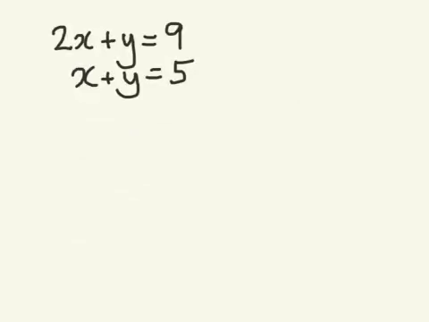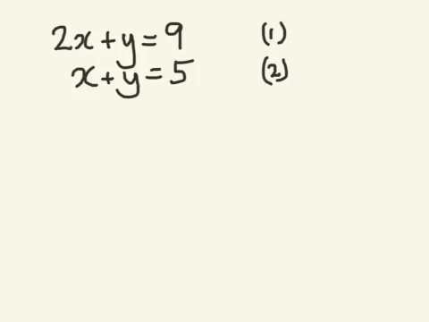This is a very basic simultaneous equation question. What I'm going to show you here is how to solve a simultaneous question by elimination. Now the first thing I would do in a case like this, I would number each equation, this top one being 1 and the second one being 2.